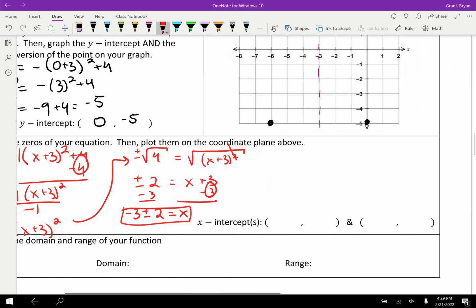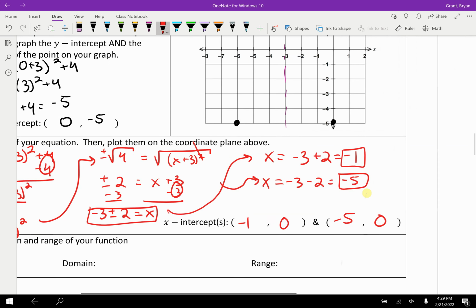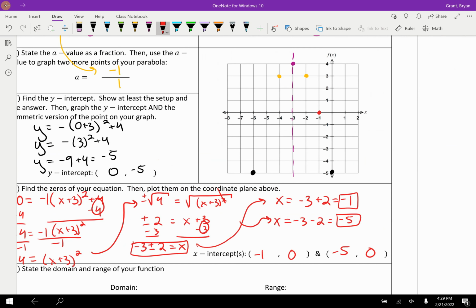However, to really have useful x-intercepts, we should write this as two different equations. One where x is equal to negative 3 plus 2, that's negative 1. And the other where x equals negative 3 minus 2, which is negative 5. X is negative 1 when the y was 0, or x is negative 5 when the y is 0. Let's get those plotted. Negative 1 comma 0, negative 5 comma 0, and now it's complete, that parabola. There's 1, and there's 2.